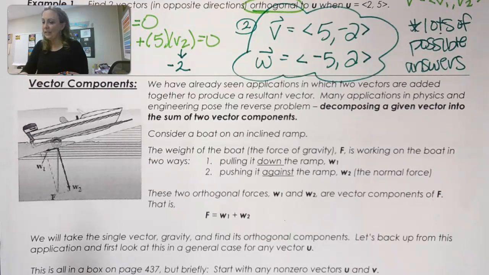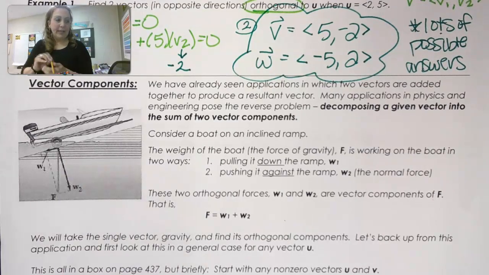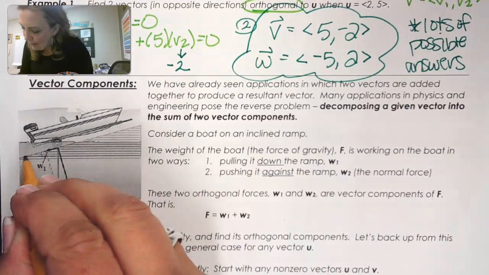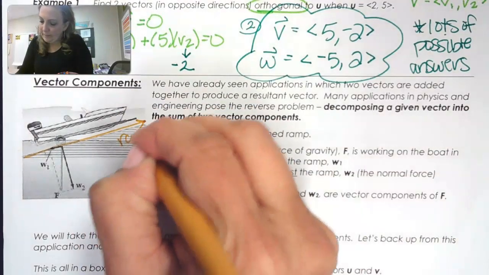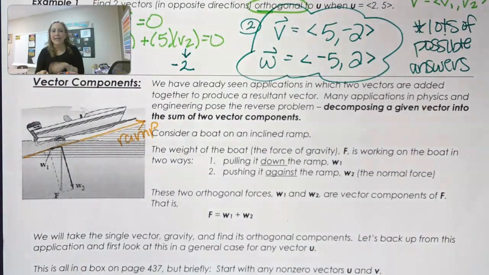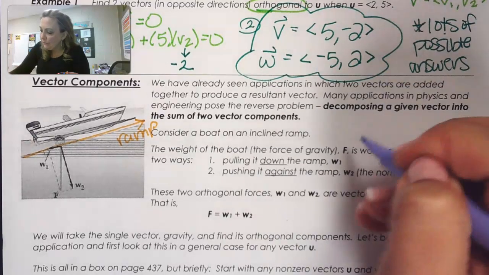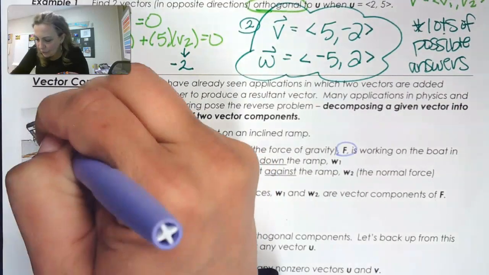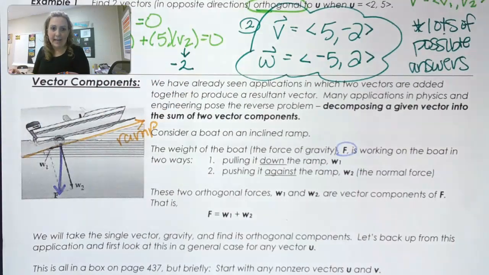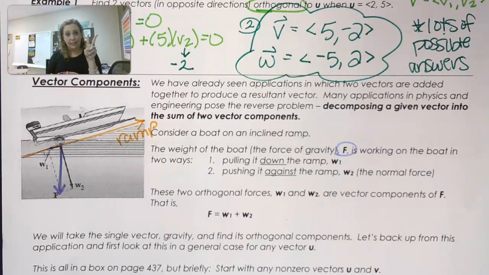Consider a boat on an inclined ramp. So we have this ramp that our boat is sitting on. The weight of the boat, which is the force of gravity F, is working on the boat in two ways. The force of gravity F is pulling this boat, having the weight of the boat, and it's pushing that straight down. That's that vector F.